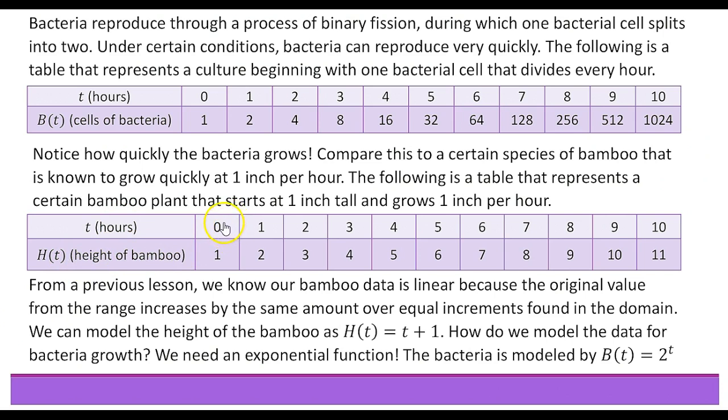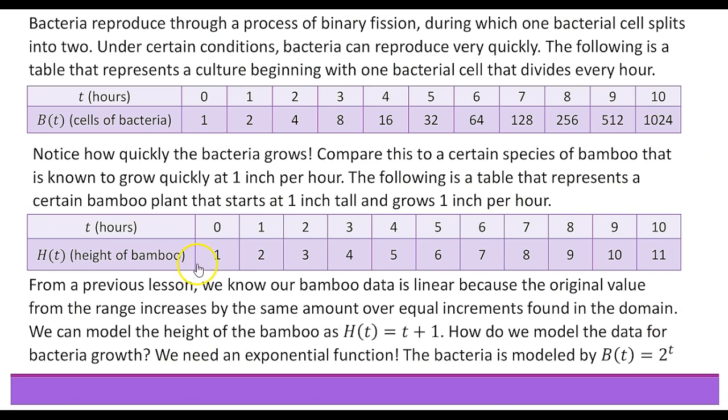So we have at time 0, the height of the bamboo we're tracking is 1 inch tall, and it grows 1 inch per hour. So at 1 hour, it's 2 inches tall, and at 2 hours, it's 3 inches tall, and 3 hours is 4 inches tall, and so on, so that at 10 hours, it is now 11 inches tall. So from a previous lesson, we know our bamboo data is linear because the original value from the range, from the outputs, increases by the same amount over equal increments found in the domain.